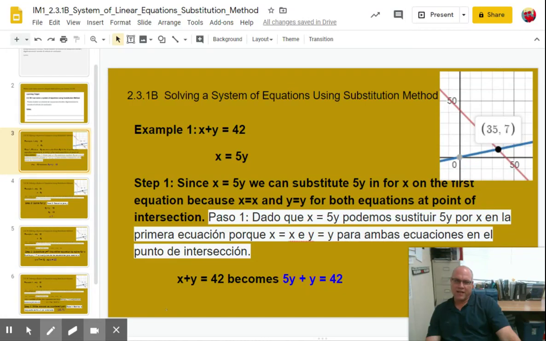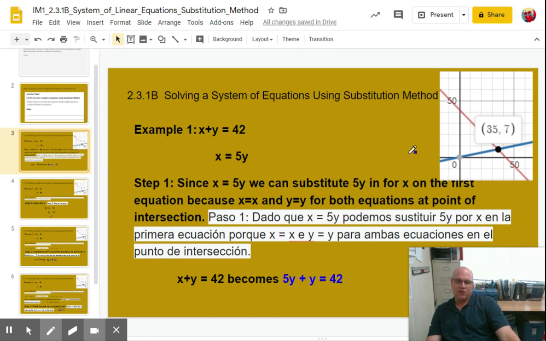All right, here's our first example for solving a system of equations using the substitution method. Our example is we have two equations here, x plus y equals 42, and x equals 5y. Up here on the right, I have the Desmos graph of those equations. The x plus y equals 42 is the red line, and the x equals 5y is this blue line, and the point of intersection is (35, 7).